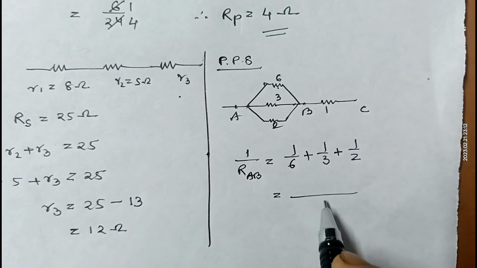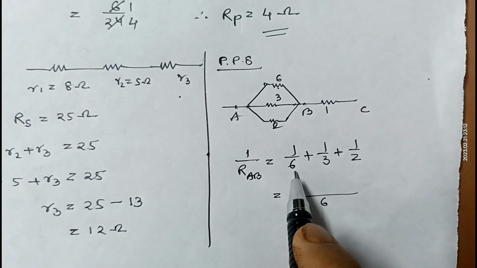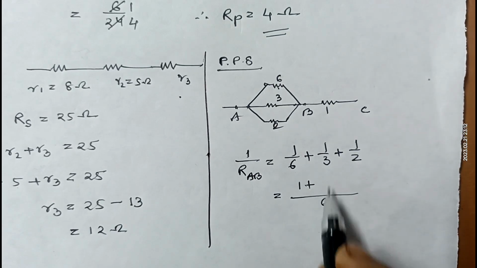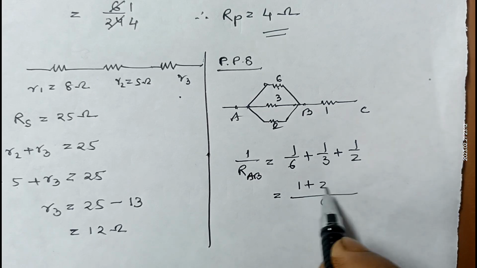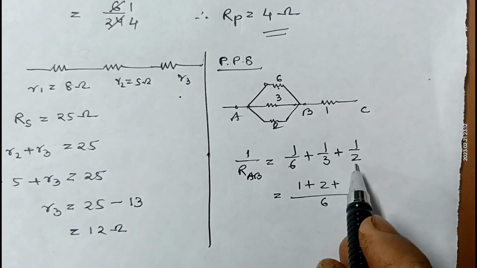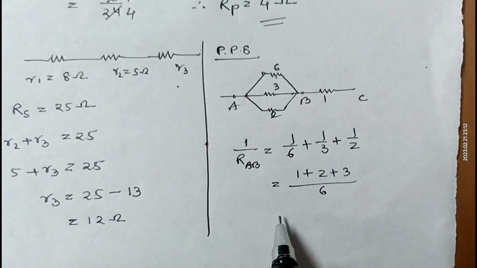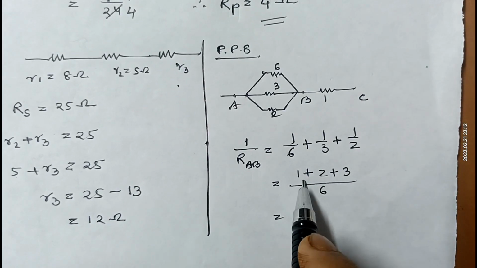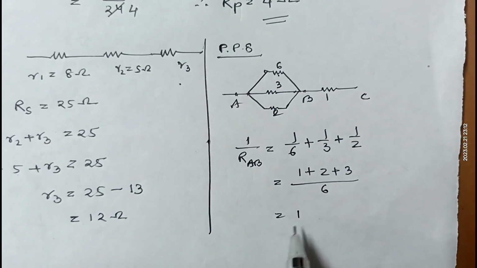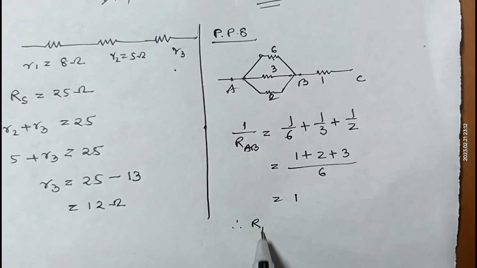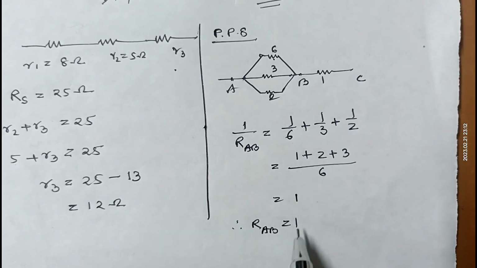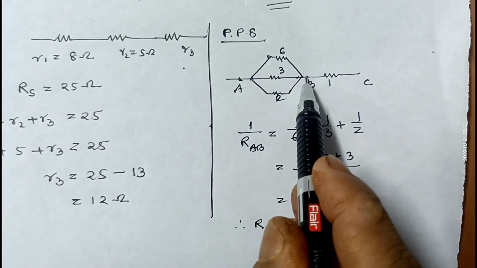Here LCM will be 6. 6 divided by 6 is 1, 1 ones are 1, plus 6 divided by 3 is 2, 2 ones are 2, plus 6 divided by 2 is 3, 3 ones are 3. So it will be 3, 4, 5, 6, 6 by 6 it will be 1. Therefore RAB equals 1. So resistance between A and B is 1.